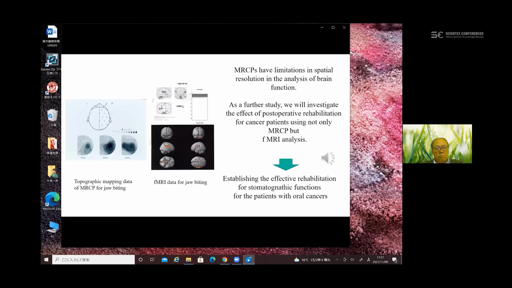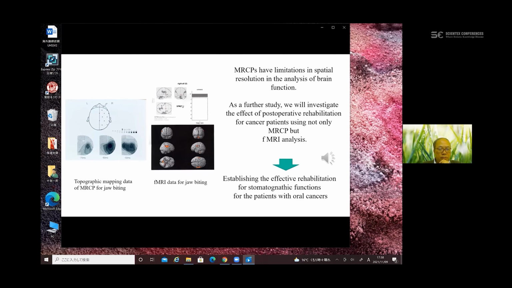MRCP research has excellent temporal resolution, but has drawbacks in spatial resolution, such as the inability to observe activated sites in the brain. There is a limit to inferring postoperative changes in brain activity in patients with oral cancers based on changes in brain potential alone. The left side of slide shows a comparison between the topographic mapping data of MRCPs and the activation sites of brain activity recorded by fMRI in the jaw biting movement in healthy subjects.